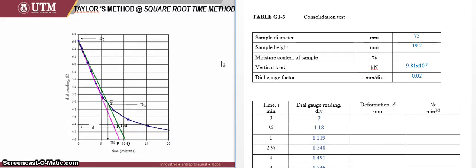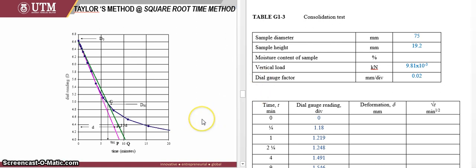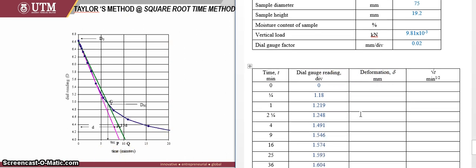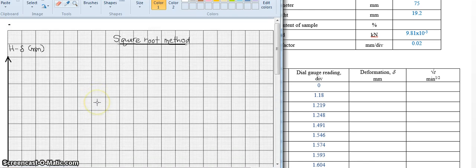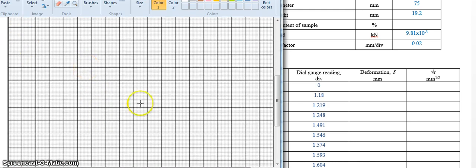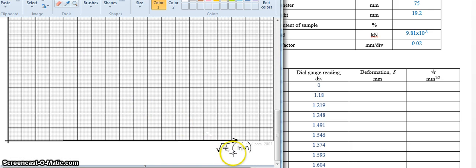So we continue with our second video for the consolidation odometer test. As just now we stopped, this is how the graph of the square root time method looks like. So you have the deformation, and I mentioned just now how the height minus the deformation versus the square root time.